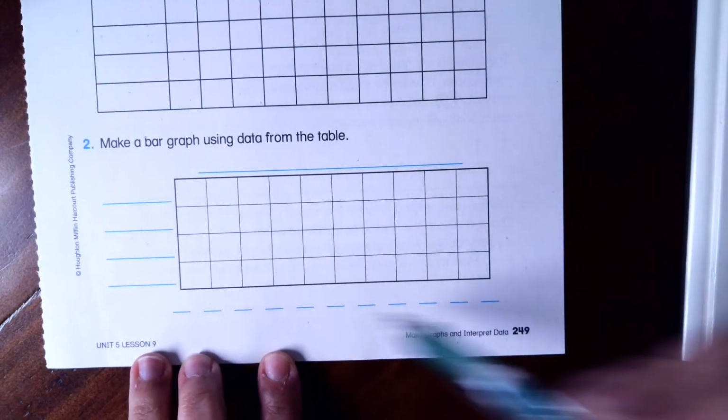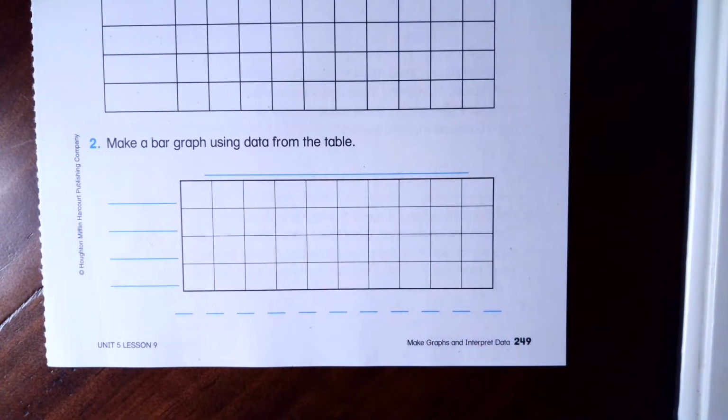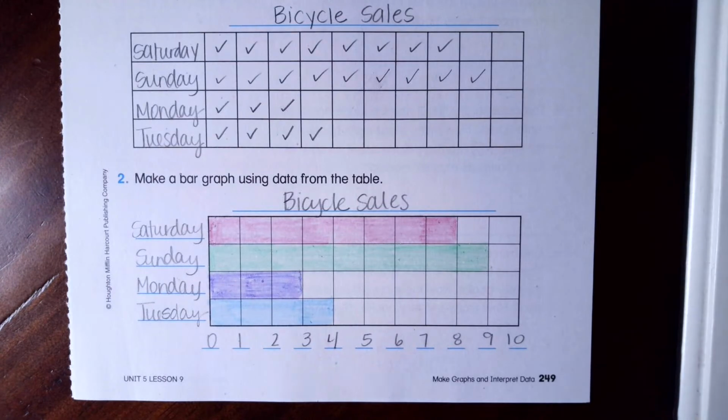Same thing, title, days, don't forget your numbers on the bar graph, and then color in each different square to make your bar. You can use different colors if you want, but I would like you to pause the video right now and work on this page. When you are done, press play. All right, friends, so here is my picture graph and my bar graph. Yours should look exactly the same as mine, besides the colors that you chose if you used them and the picture that you chose for your picture graph. So go ahead, take a minute, double check that, and then we will move on.